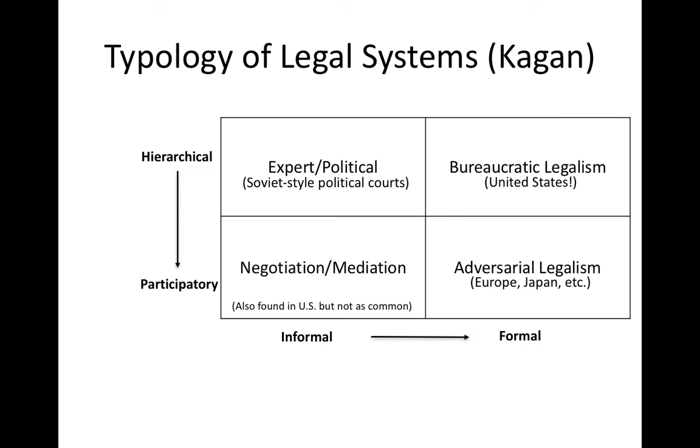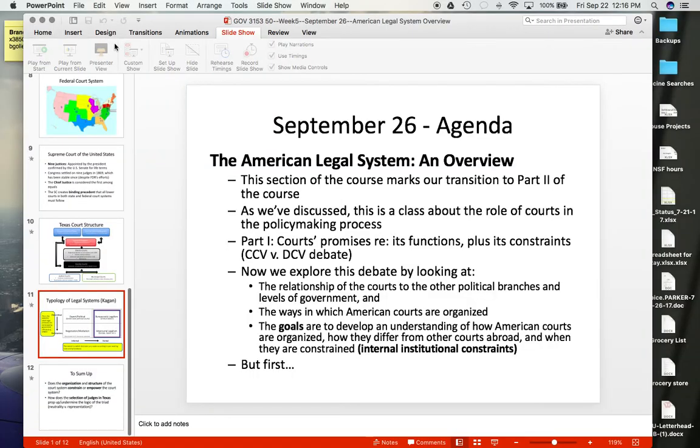Instead, they're dominated by judges. So it's judges who lead the discovery process. It's the judge that decides what the facts are. It's the judge that decides which facts are admissible. It's the judges or a panel of judges that often goes on the hunt for information. So lawyers do play a role in a bureaucratic legalism court, but not nearly as big of a role as they play in the US. So in the US, which is found in the bottom right box under adversarial legalism, lawyers play an enormous role in this particular style of court.